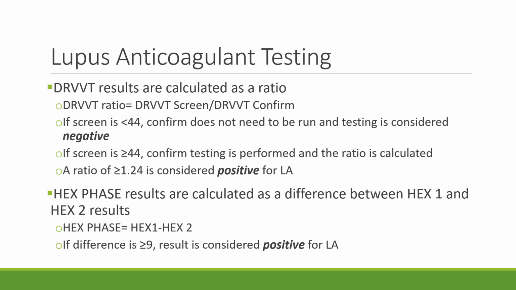When we perform a hex phase, these results are calculated as a difference between hex 1 and hex 2. And again, hex 1 and hex 2, one of them has got substrate added, the other has no substrate. And if there's a difference of greater than or equal to 9, we consider that to be a positive result for lupus anticoagulant. So keep all of those values in mind.